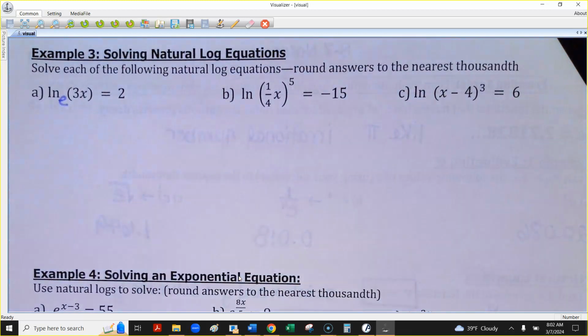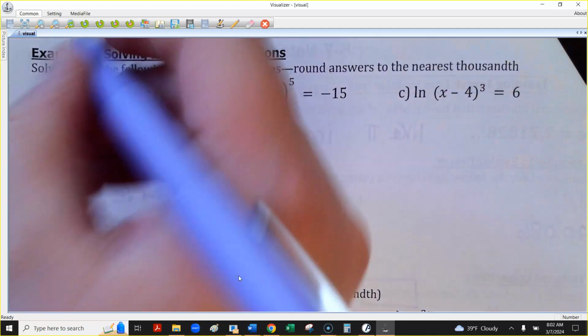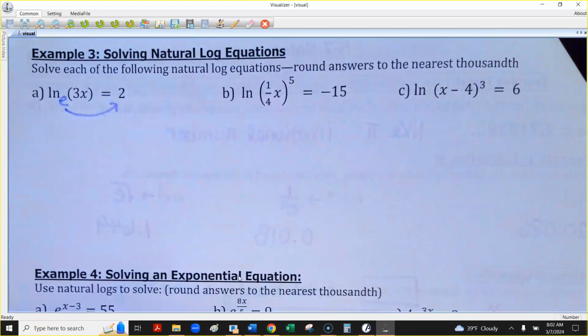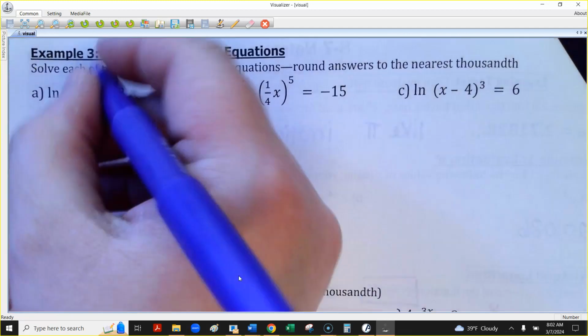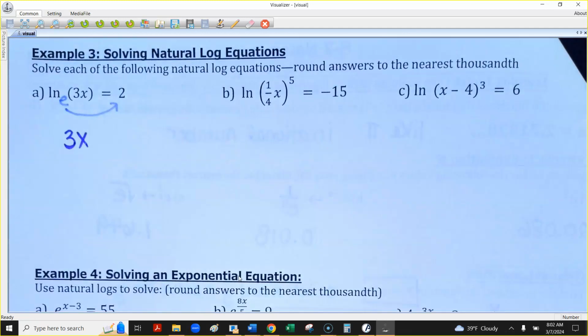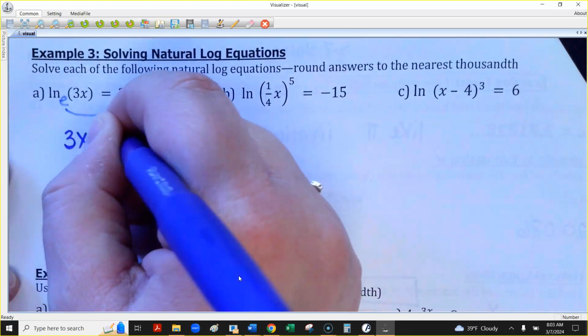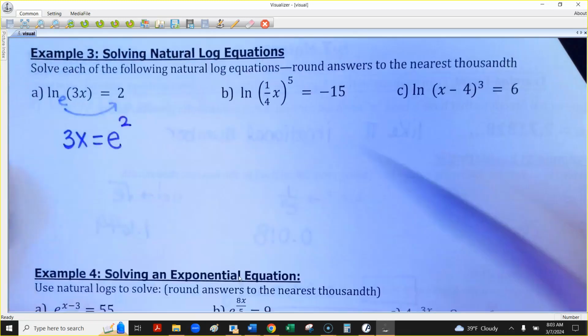The only way to get rid of a log is to convert it to an exponential. This is just a natural log, so the base is e. You're going to use that button on your calculator that we were using at the beginning of class. To get rid of the natural log, I have a single natural log by itself there. You're just going to swing this to the other side. That leaves what you were taking the natural log of, which is just the 3x. You don't need the parentheses there. And the other side, we're going to convert to an exponential, so that would be e squared.